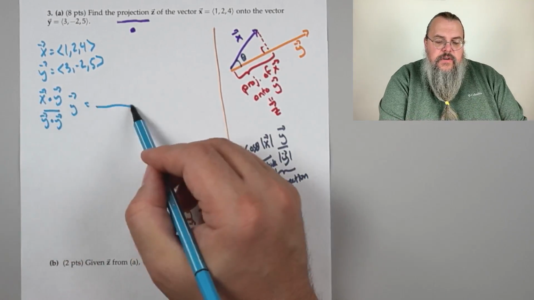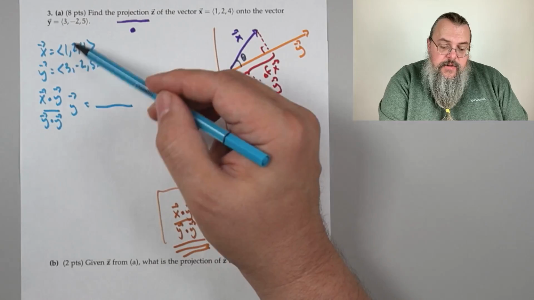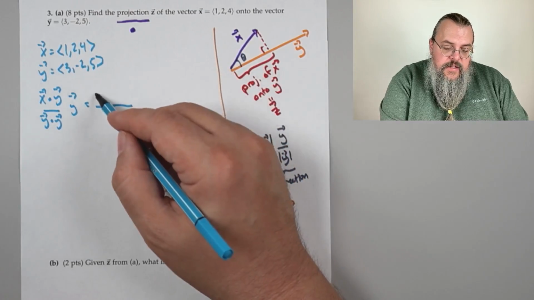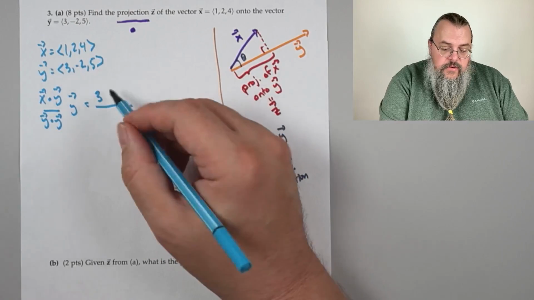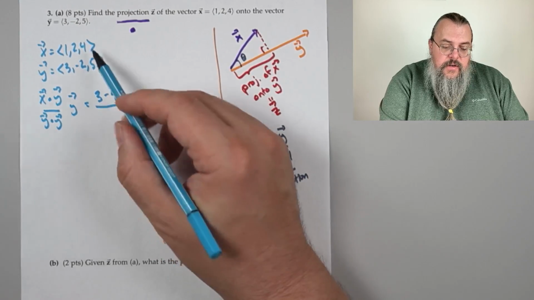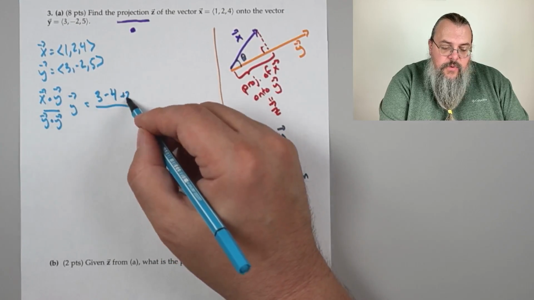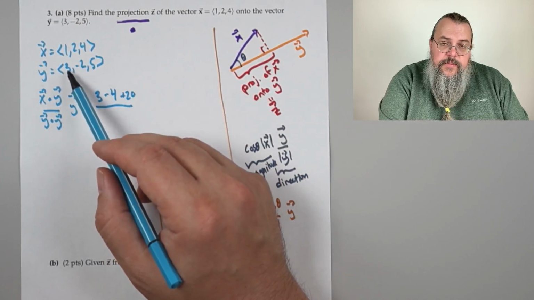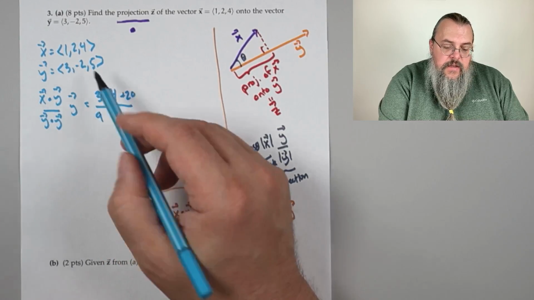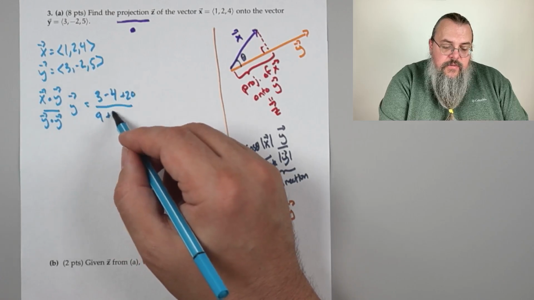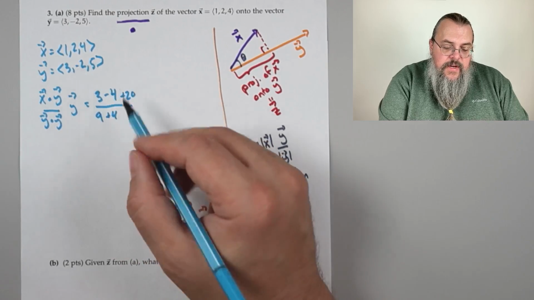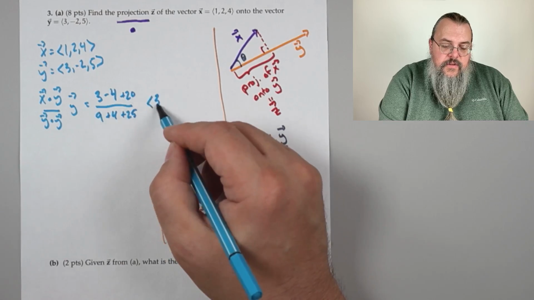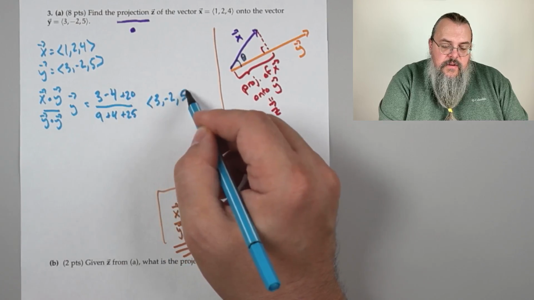All right, so x dot y. Remember, you multiply the corresponding entries and add. 1 times 3 is 3. 2 times minus 2 is minus 4. 4 times 5 is 20. Downstairs, y dot y. So 3 times 3 is 9. Minus 2 times minus 2 is plus 4. 5 times 5 is 25. And then you just copy 3, minus 2, 5.